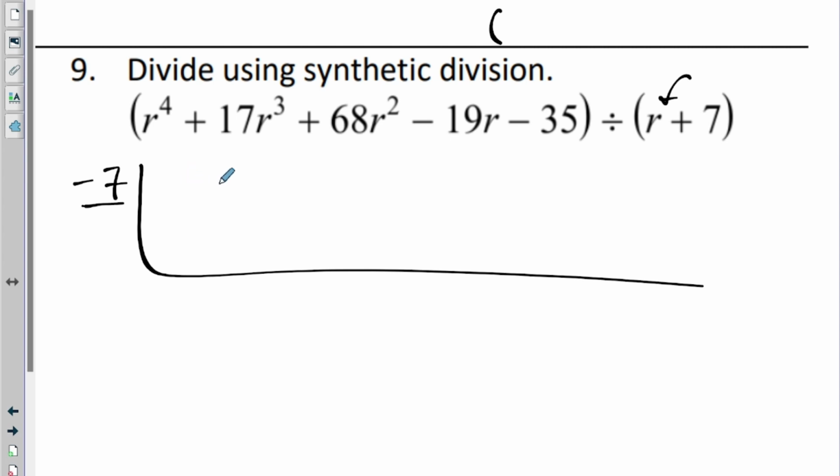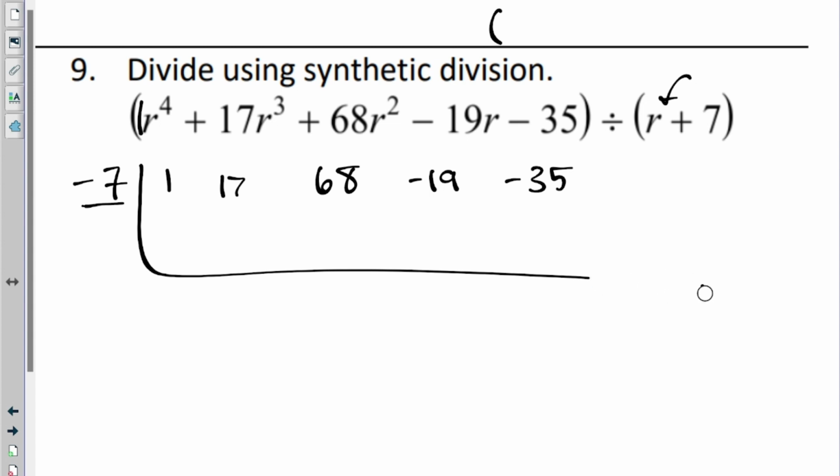Then we need to set up columns. We're going to have one column for each term in our polynomial. Okay, and so our first thing is r to the 4th. Well, what you write here is the coefficient, which is the number out in front. If it's just r to the 4th, then its coefficient is 1. If it's 17, then it's 17. If it's 68, it's 68, and so on.